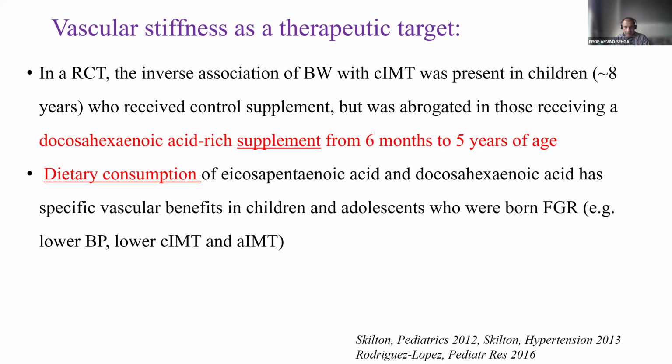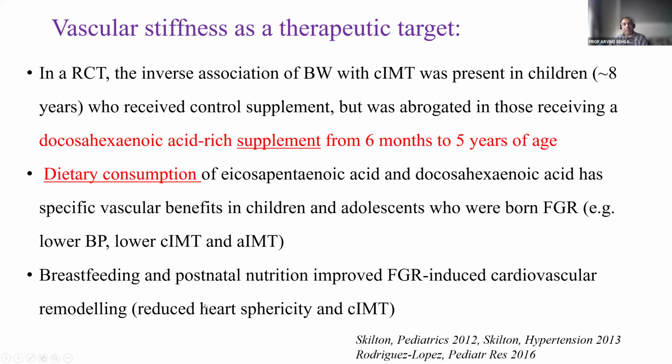So I'll take maybe 5-10 more minutes to look at some therapeutic possibilities. This is a study done by Michael Skilton from Sydney, looking at the relationship between birth weight and carotid intima-media thickness in children, and how it can be influenced with the help of docosahexaenoic acid-rich supplements from 6 months to 5 years. Even without supplementation, increased dietary consumption could be helpful in lowering BP and changing the thickness of the systemic arteries.